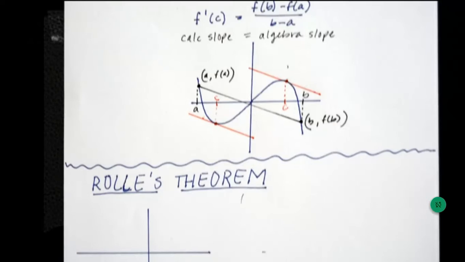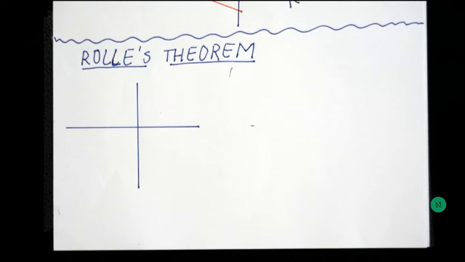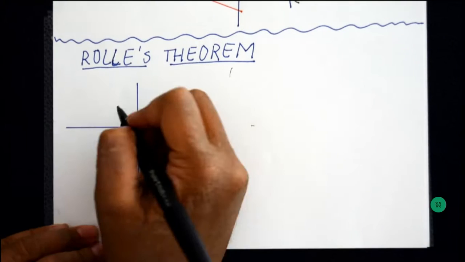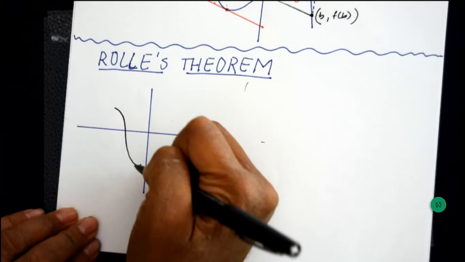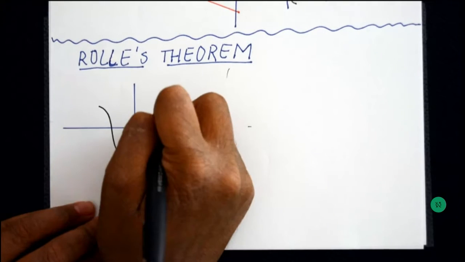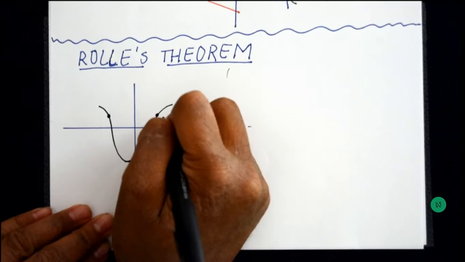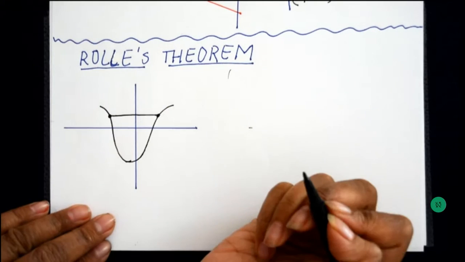Now there's another theorem called Rolle's theorem that is very similar to the mean value theorem. It's basically a special case of the mean value theorem. So let's draw a graph first to understand what it is. Say we have a graph that looks something like this, and we pick two points on the graph. This is point A, this is point B, and we draw a line. So this is a horizontal line.